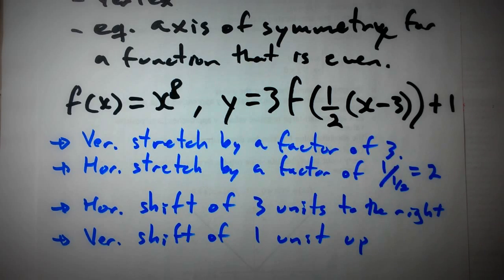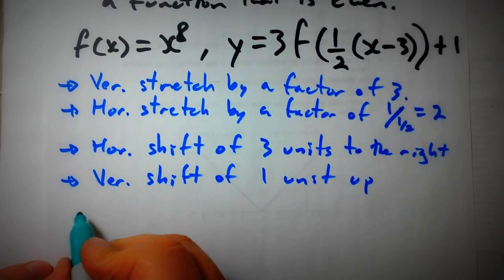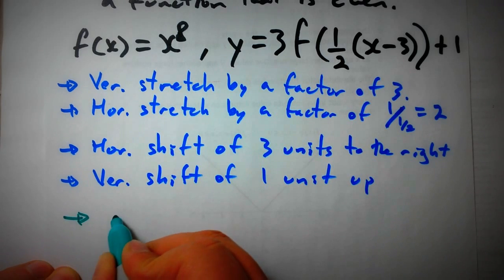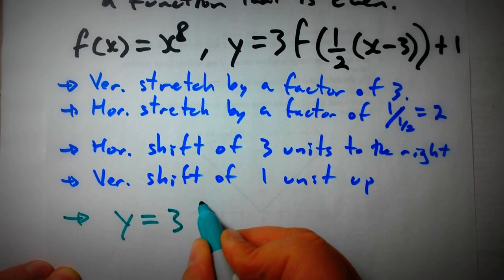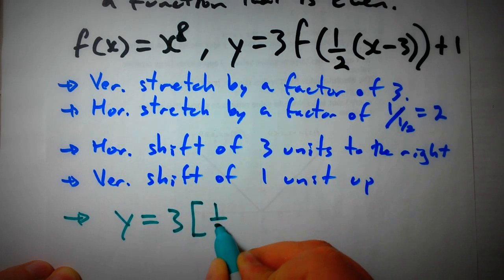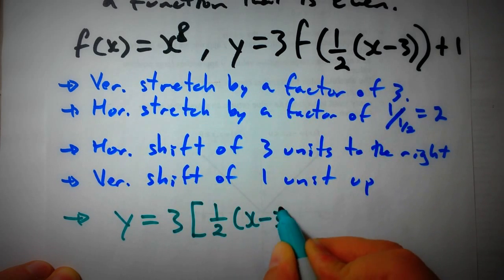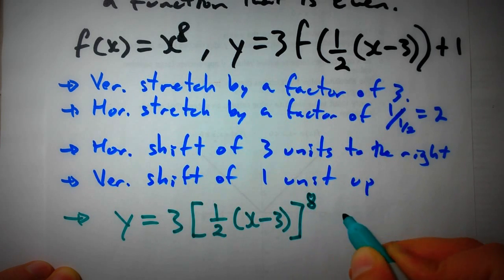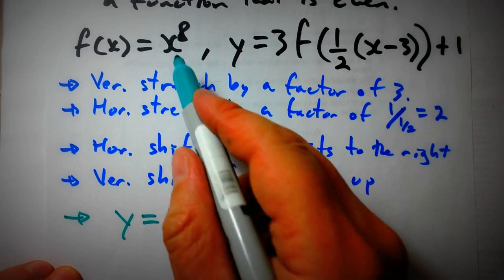So since we're dealing with an x to the power of 8 parent function, the corresponding equation would be this. I'm going to put it in green. So the equation would be y equals 3 open square bracket 1 over 2 times x minus 3 close bracket close square bracket to the power of 8 plus 1. So this is the corresponding equation of that one.